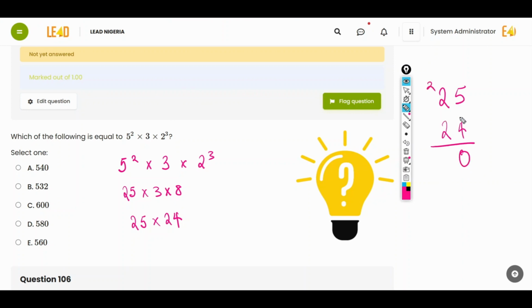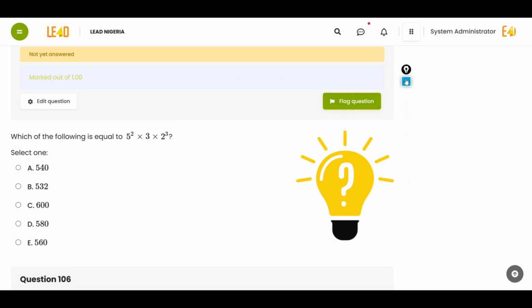0, 2, 10. We put this there, and then we'll just have 0 and 5. And 10 carry 1 5, so that's just 600. So the answer is 600. 25 times 24 is 600. The correct option is option C.